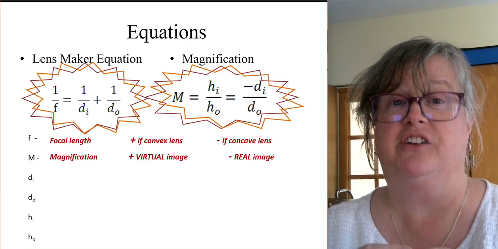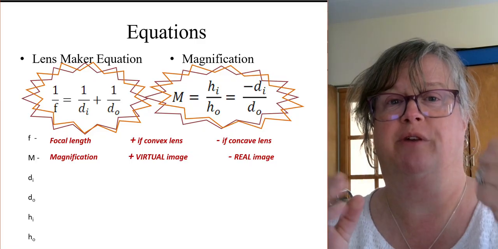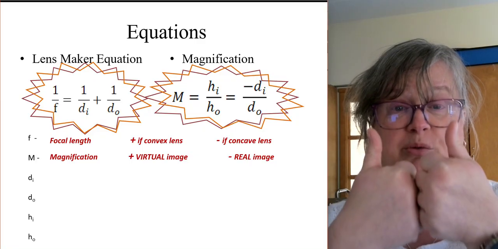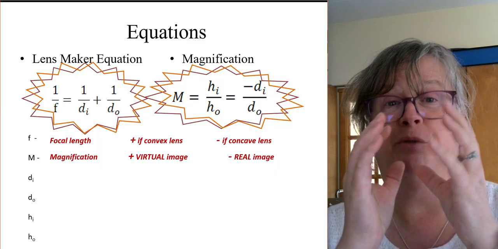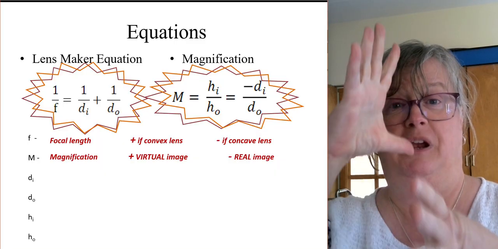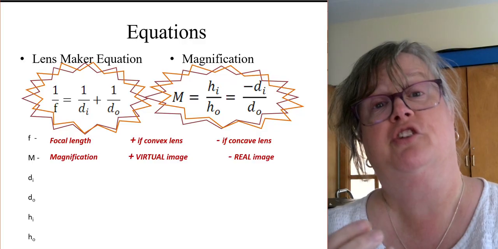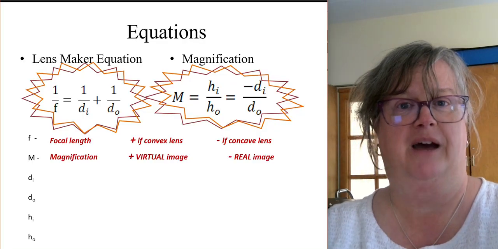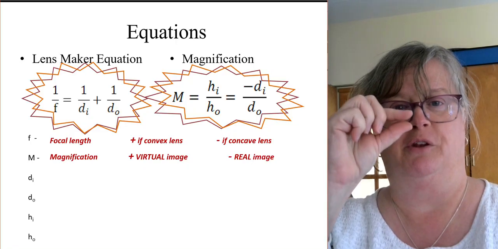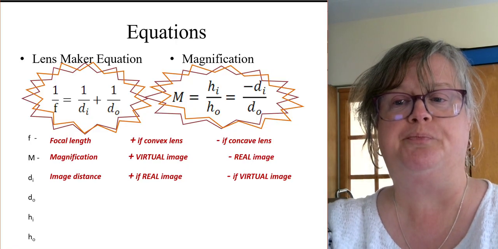Remember, magnification, the sign tells you whether you have a real or a virtual image, but the number value is what tells you whether it's bigger or smaller. So larger than 1, larger image, smaller than 1, smaller image.